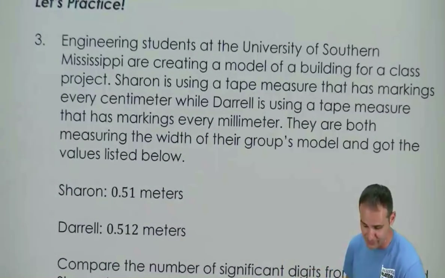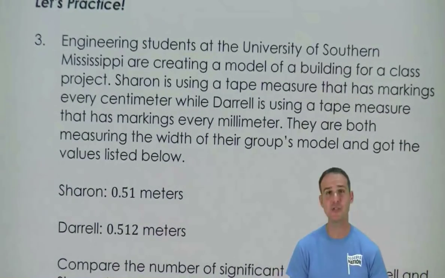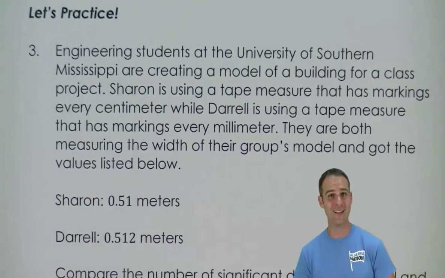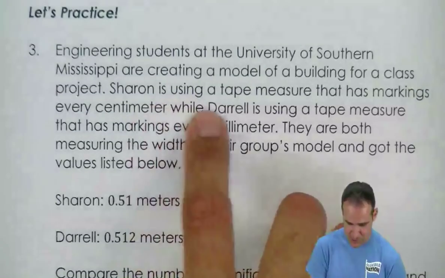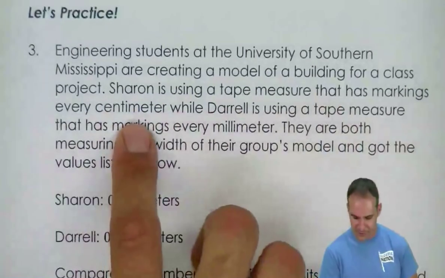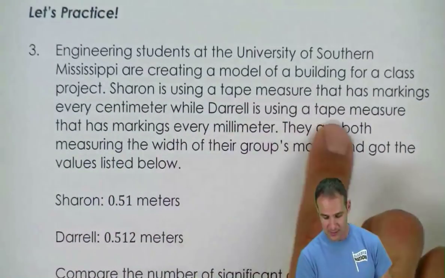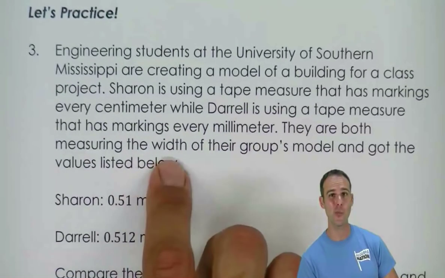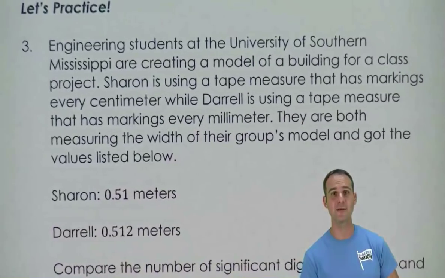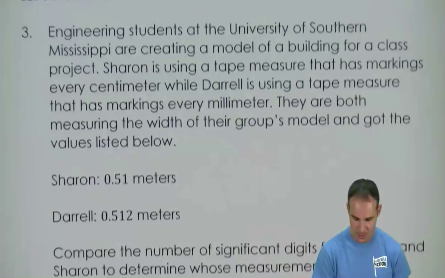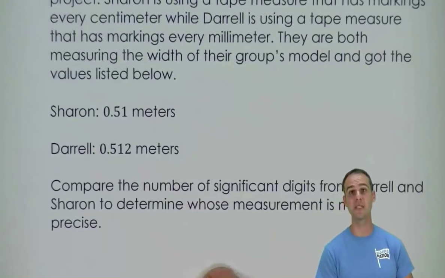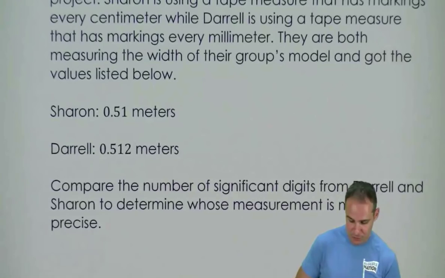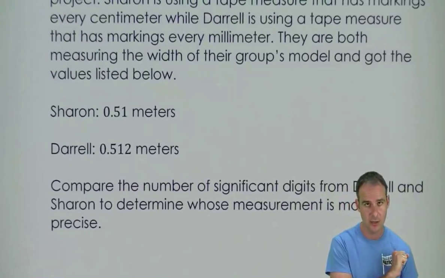What do we have here? We have engineering students at the University of Southern Mississippi are creating a model of a building for a class project. Sharon is using a tape measure that has markings every centimeter, while Daryl is using a tape measure that has markings every millimeter. They are both measuring the width of their group's model and got the values listed below, right here. Now, compare the number of significant digits from Daryl and Sharon to determine whose measurement is more precise.